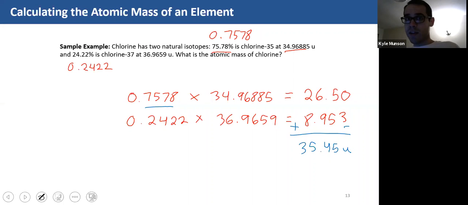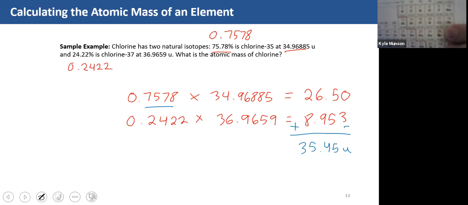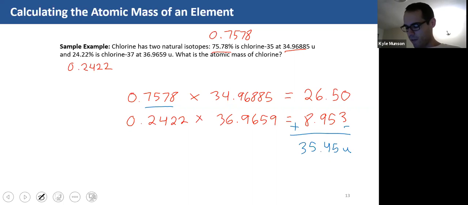The way you're going to check your answers, to make sure you didn't do anything weird, is to look at the periodic table for chlorine. The number listed at the bottom of the box is something we're going to talk about in a later video. Chlorine is element number 17 in the periodic table, and its atomic mass, listed at the bottom of the box, is 35.45. So this is an example of calculating the atomic mass of an element given the abundances of isotopes.